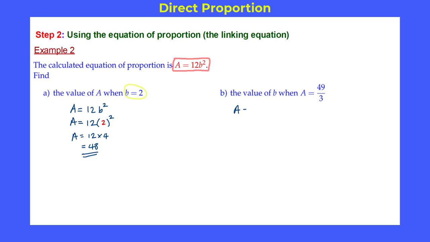Similarly, we're told A is 49 over 3 this time. So it's A we're substituting in. So 49 over 3 equals 12B squared. Divide both sides by 12 using your calculator, so use the fraction facility. And we find that B squared is 49 over 36. Now to find what B is going to be, we have to square root both sides. So B is equal to 7 over 6.